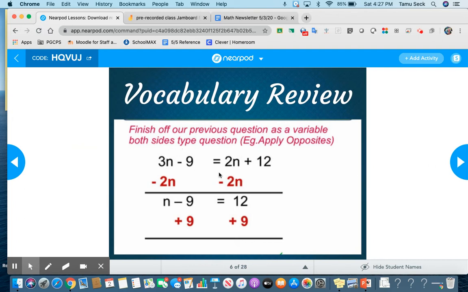Now, this is an example of an equation with variables on both sides. When you're solving equations with variables on both sides, you have to bring one of the variables to the other side. So in this case, you're subtracting 2n to bring it to the other side.